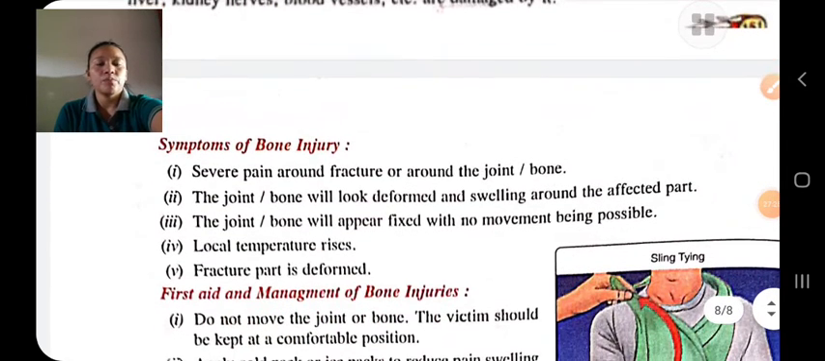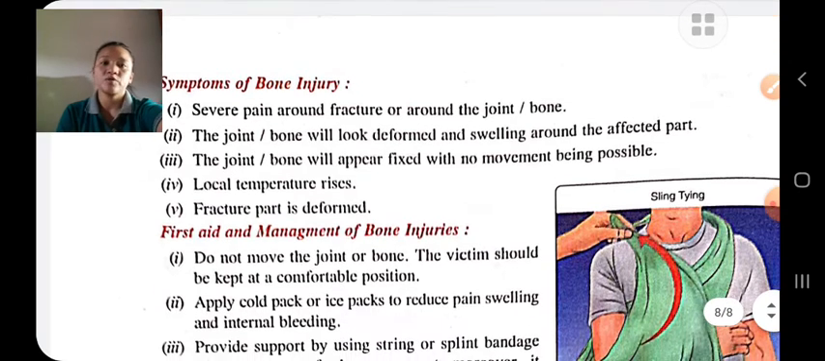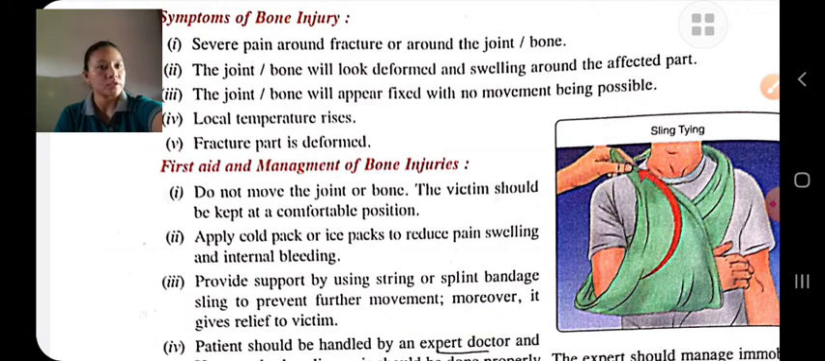Symptoms of bone injury. Bone injury, that is both dislocations and fractures. There is severe pain around the fracture. The joint or bone does not look normal, and there is swelling over the affected part. The joint will appear fixed, with no movement possible at the affected site. The temperature increases and the fractured parts are deformed.